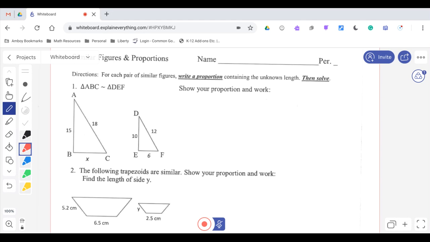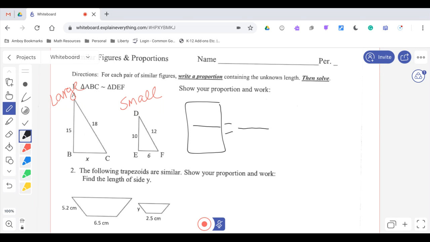Okay, so I have a large triangle here in number 1, and then I have a smaller triangle. So I'm going to set up a proportion. When we do that, we always want to start with two fraction bars and an equal sign in between. And then you have to decide how you want to do your matching. I typically do one fraction is matching sides, and then across the equal sign is the same shape. But I think for starting, it might make more sense if I start with, okay, this fraction will represent the large shape, and this one will represent the small.